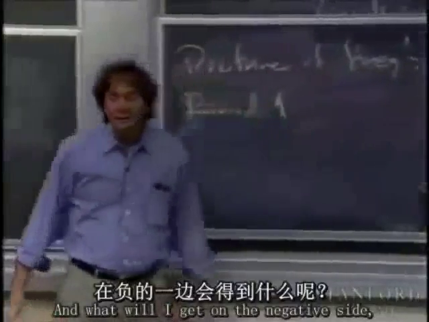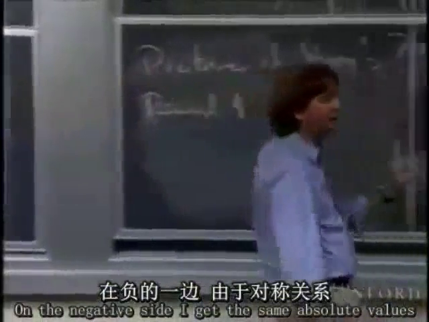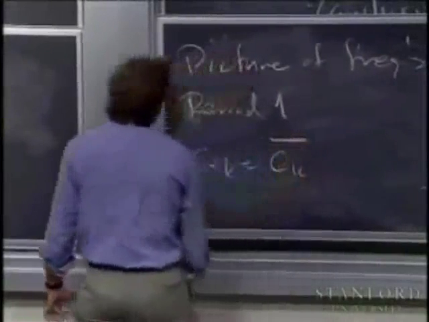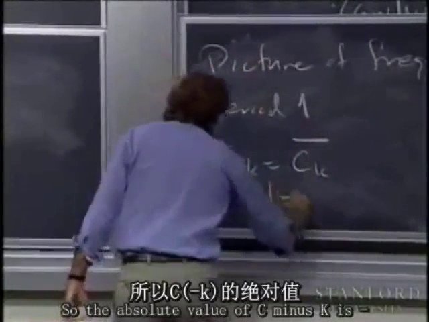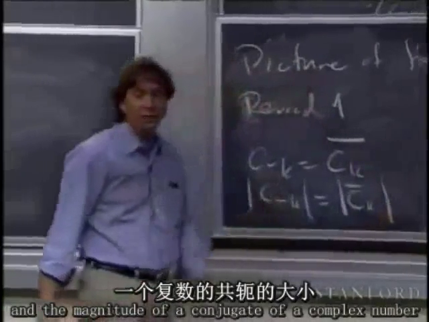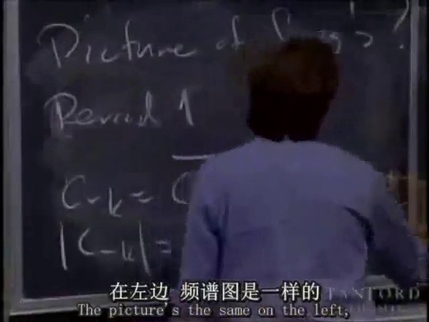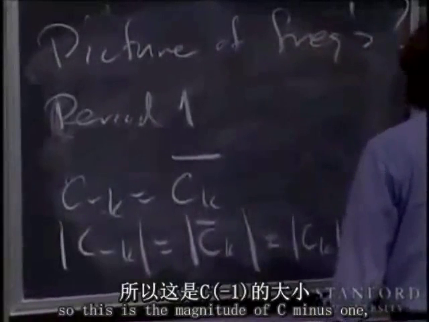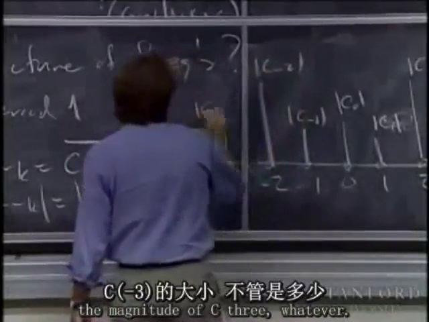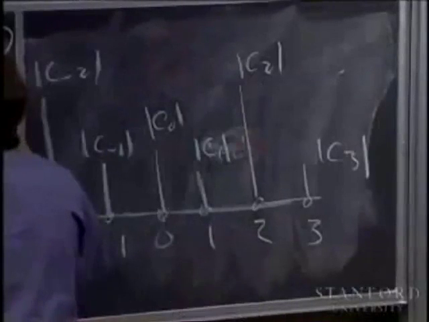And what do I get on the negative side? On the negative side, I get the same absolute values because of the symmetry relation, C minus K equals CK bar. So the magnitude of C minus K is the magnitude of CK bar, and the magnitude of the conjugate of a complex number is the same as the magnitude of the number. So this is also the magnitude of CK. The picture is the same on the left. This is the magnitude of C minus 1, C minus 2, C minus 3, whatever it looks like. That's the picture.